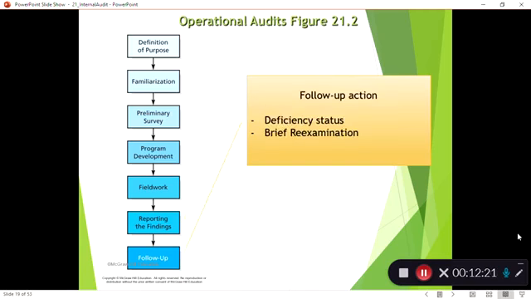And so you can include that in the formal report. And then the follow-up is really the next period. You come back and look to see what's the status of any deficiencies that you found. Have they made changes? And you might do a brief re-examination of the area to see if what they've put in place is actually functioning, right, in order to address the deficiency.